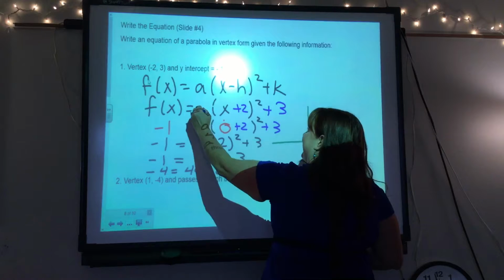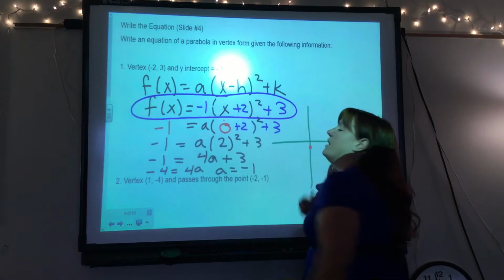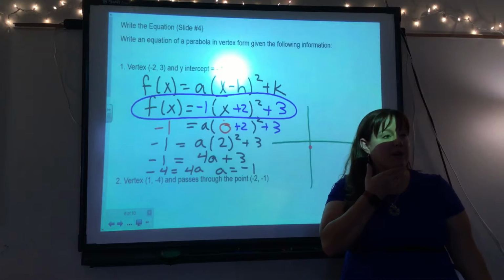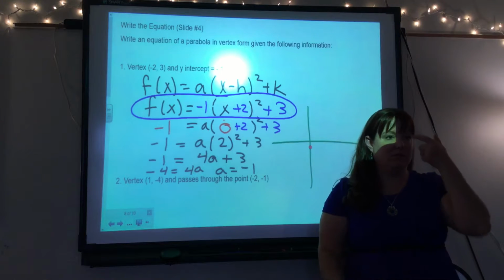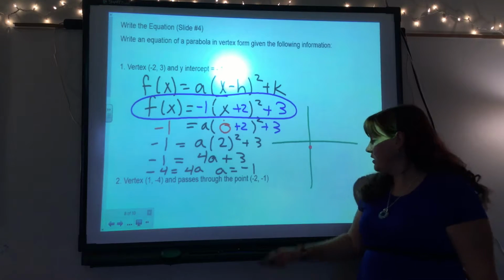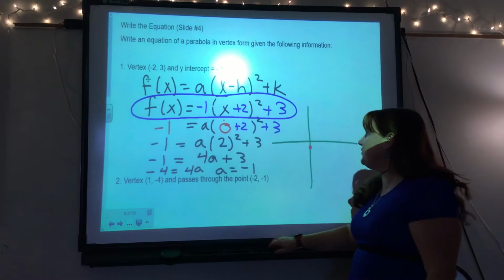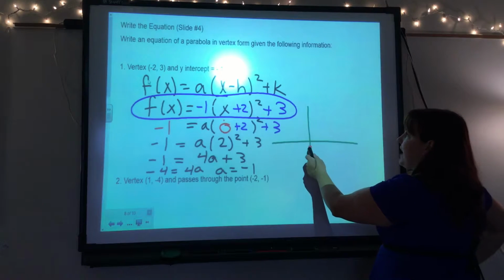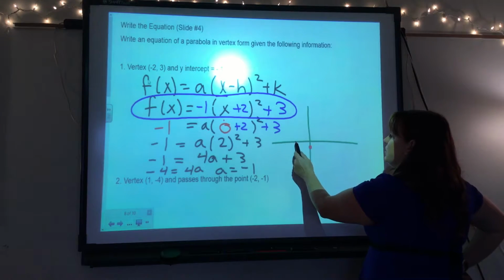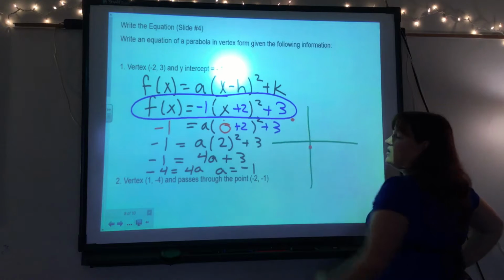I put -1 in for A, and that's the equation of this parabola. Because we just solved it. And if we figured this out, we could put this on the graph. So it has the vertex at -2, 1, 2, 3. It has the vertex right here.